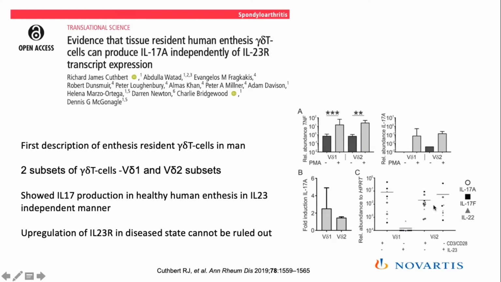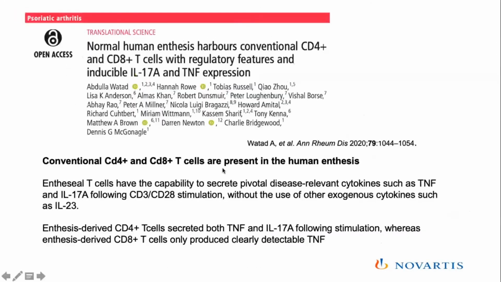This is not in patients with ankylosing spondylitis, but it has been shown that there is IL-17 production in an IL-23 independent manner. So this can somehow explain the results that IL-23 blockade is ineffective in spinal disease, whereas IL-17 blockade is effective, because IL-17 is being produced in an IL-23 independent manner.